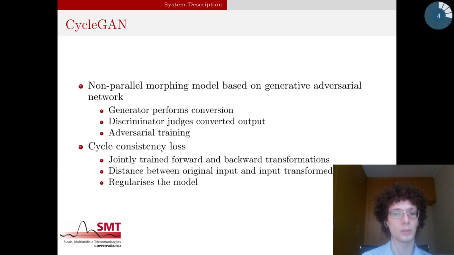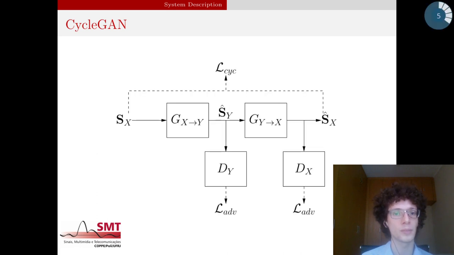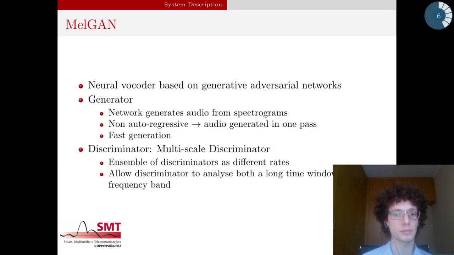CycleGAN is a non-parallel model based on generative adversarial networks. As a GAN, it has a generator which performs the conversion itself, and a discriminator which judges the converted output. Those networks are trained with an adversarial loss, but an adversarial loss alone is not enough, so CycleGAN uses a cycle consistency loss to regularize the model, which is the distance between the original input and inputs transformed by both forward and backward transformations. Here's the structure of CycleGAN with all component networks.